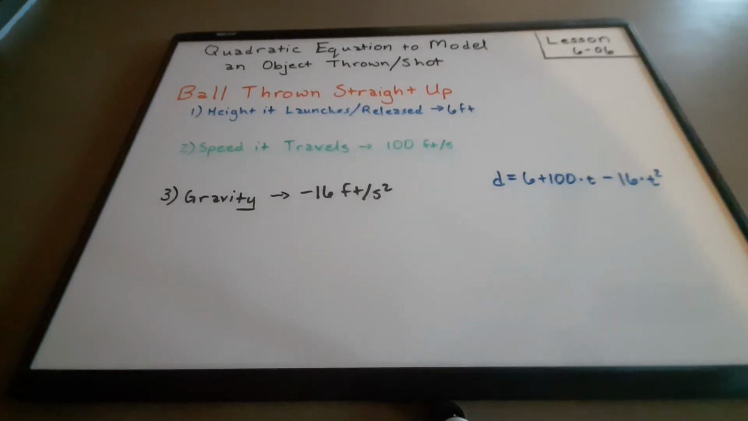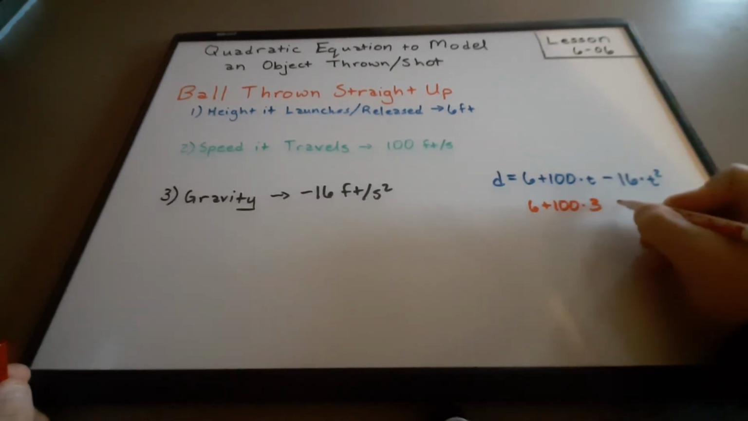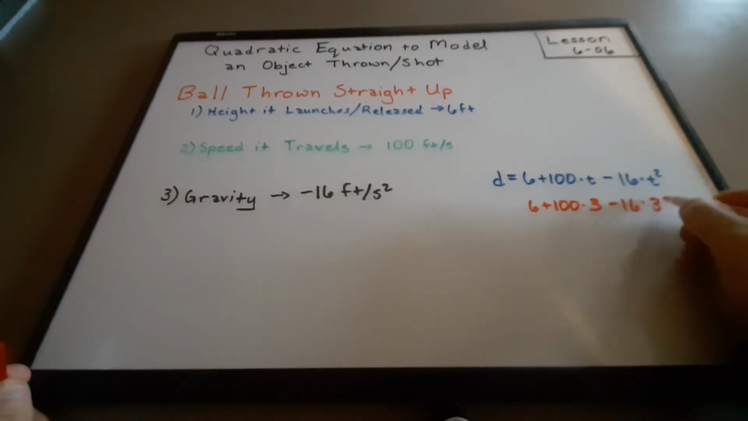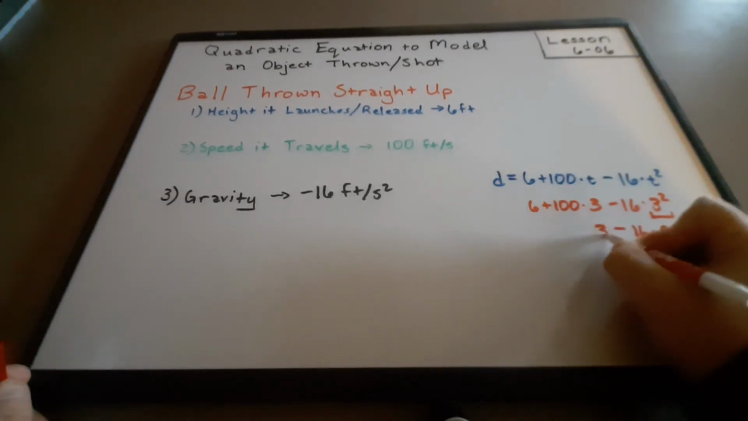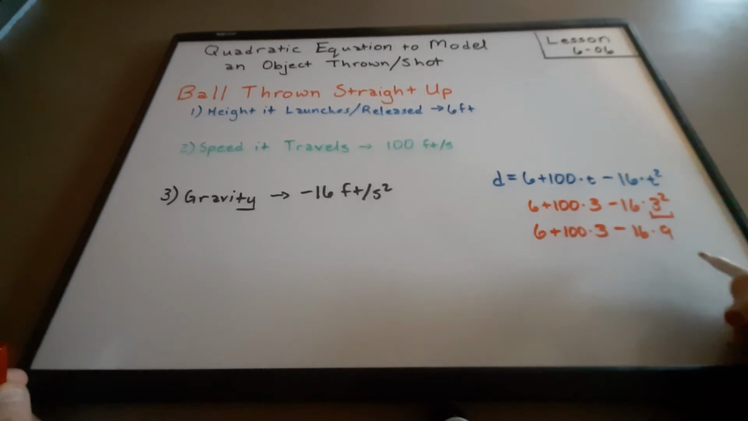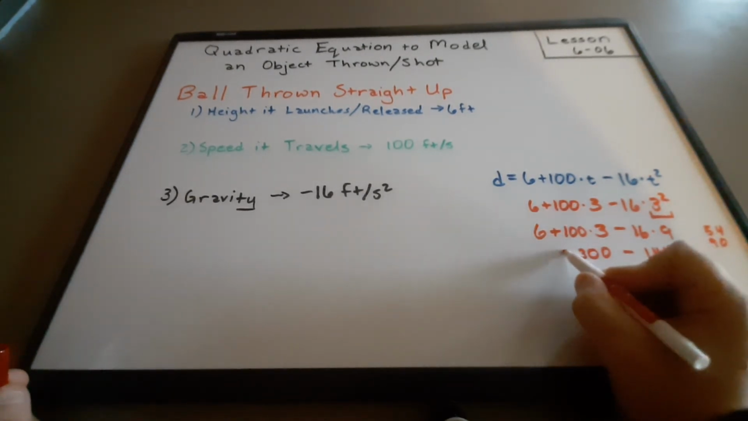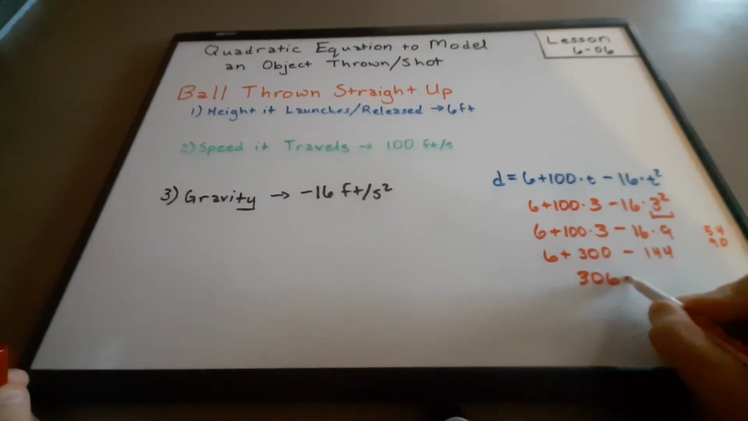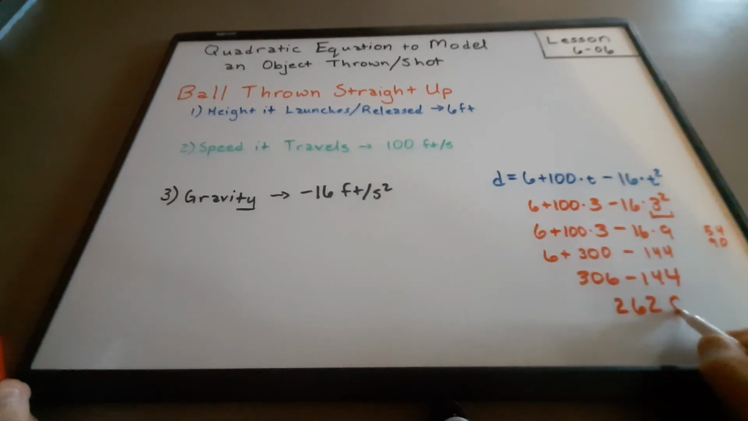So looking at that situation, let's look at 3 seconds into the problem, into this situation. So we would have 6 plus 100 times 3 minus 16 times 3 squared. Well, 3 squared will give us 9. 16 times 9 would give us 144. 300 from the 100 times 3, and then we still have 6. So we would get 306 minus 144, which leaves the ball at 262 feet in the air.